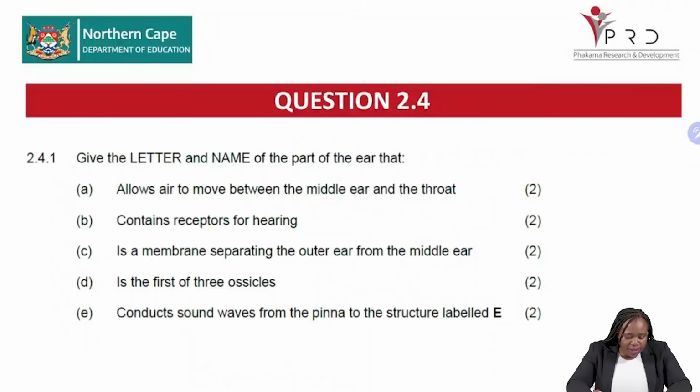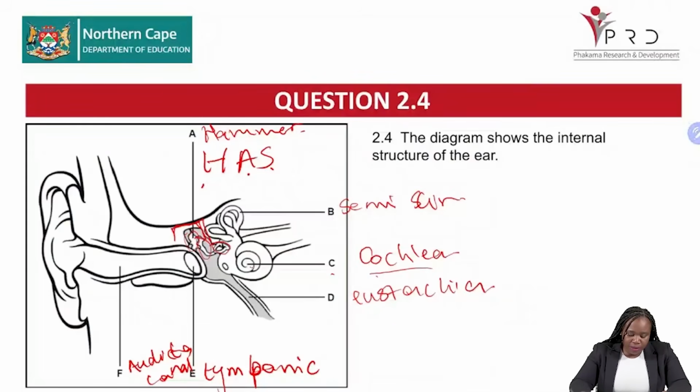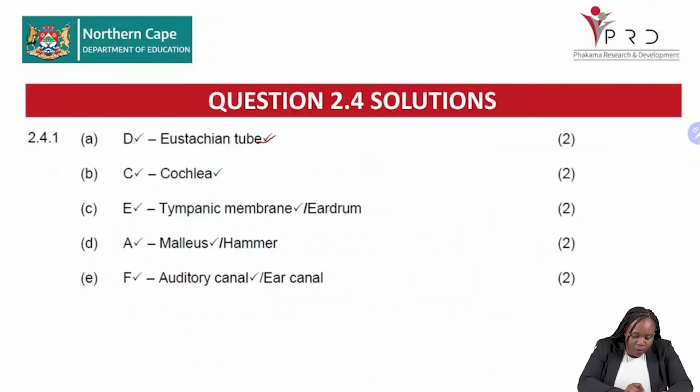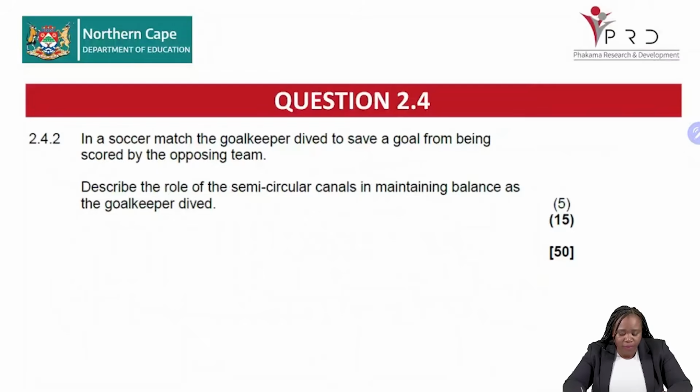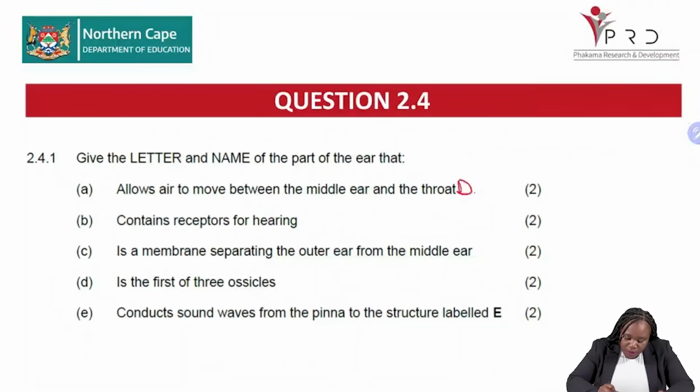So A, it says allows air to move between the middle ear and the throat. That would be part D, which is the eustachian tube. Right, there it is. 1 mark for D, 1 mark for eustachian tube. Next, it contains receptors for hearing. Receptors for hearing is the organ of Corti, so that would be the cochlea. Cochlea is part C. Remember, cochlea part C, eustachian tube part D. 2 marks.